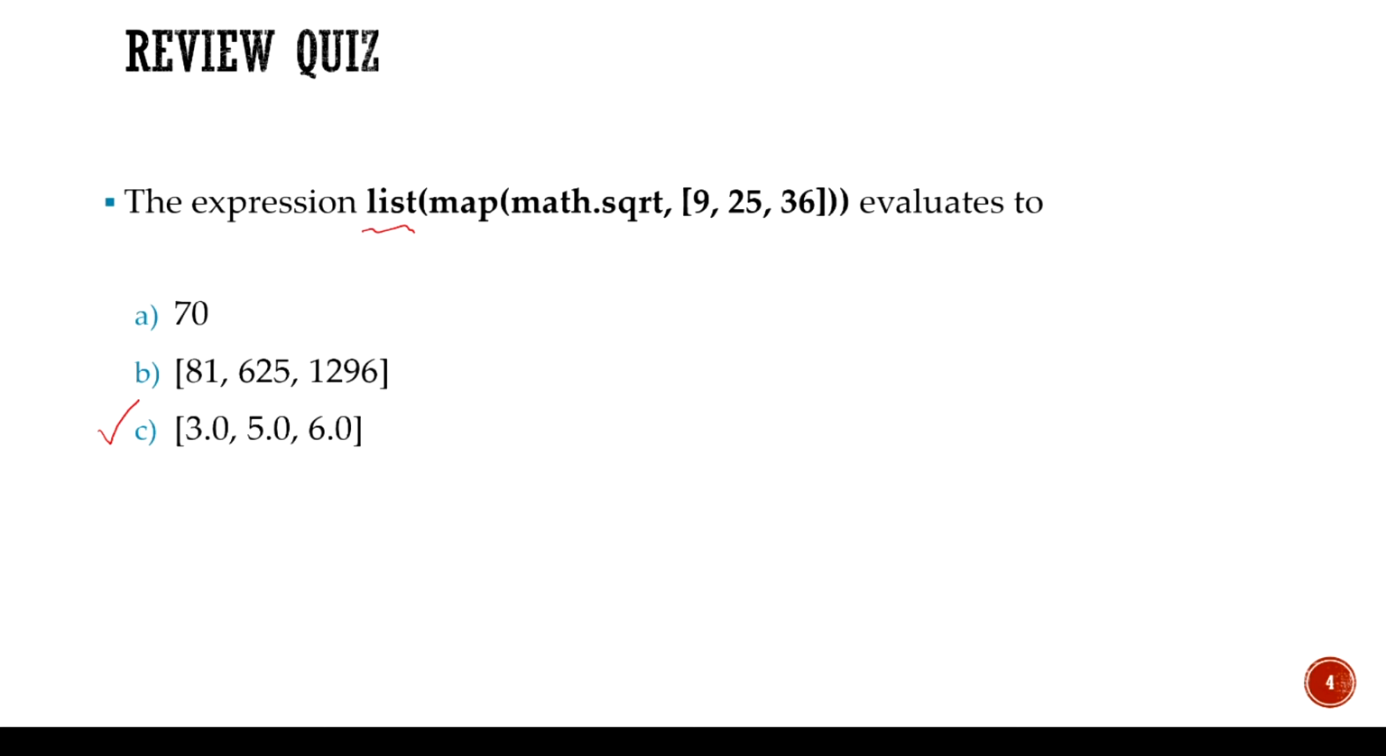The second review quiz, we have this expression, and want to know which option this expression evaluates to. So we are seeing the map function over here, and a square root function under math, which calculates the square root of numbers. And then the second input argument is a list of numbers. So that function is going to be applied to all items. The square root of 9 is 3, the square root of 25 is 5, and the square root of 36 is 6. So as you can see here, the right answer is C.